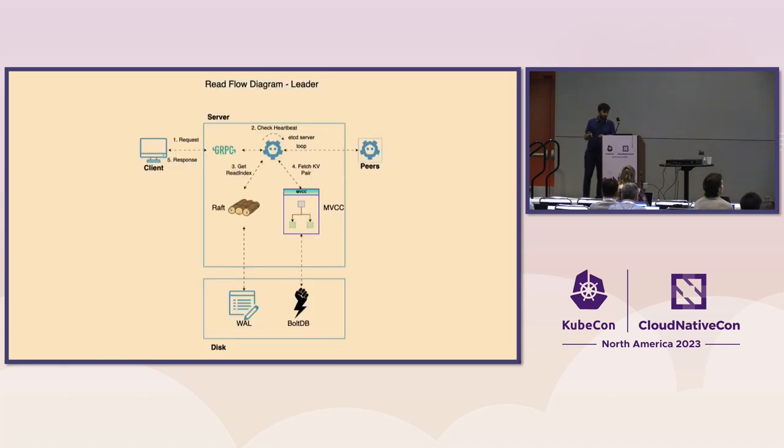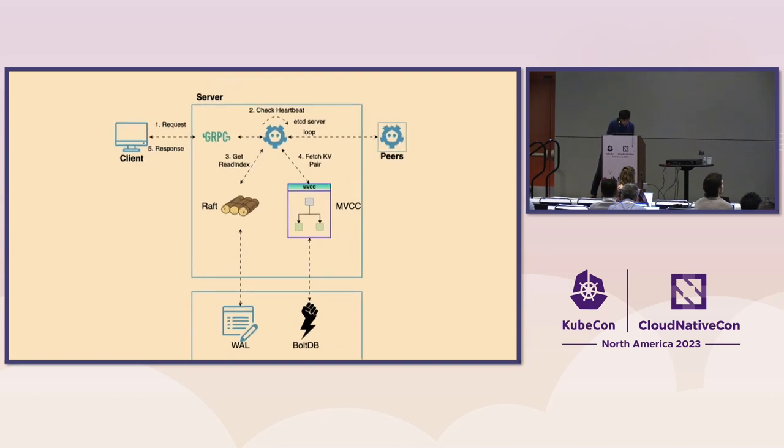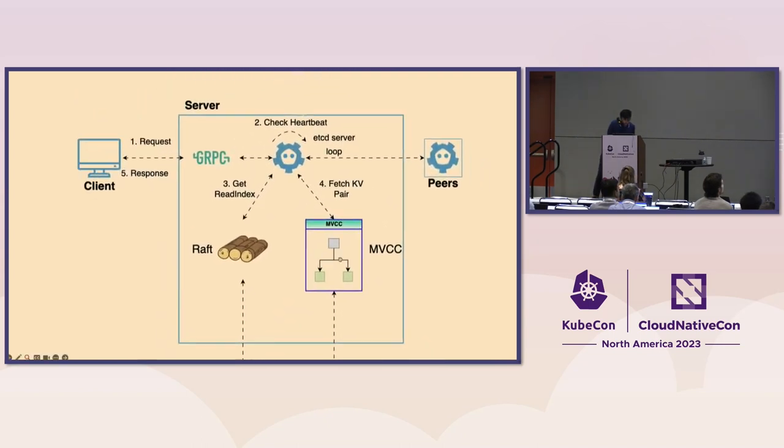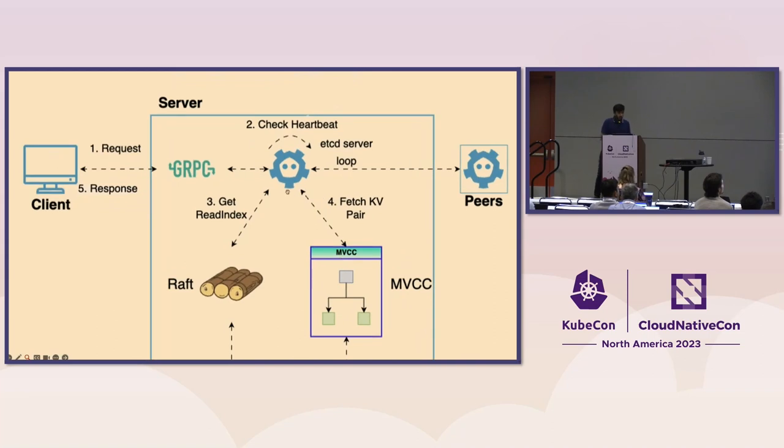So this is a read flow diagram. Let me just zoom in a little bit. Might be easier. Okay, let's walk through a request. You send a request, it hits the gRPC server first, which then gets forwarded to the etcd server loop. From there, in the third step, you get a read index. Now, what does that mean? A read index in general means that it'll talk to the leader and get the latest read revision, which means this is the latest version that the database was updated to when the request came in. And this is important for consistency, as we spoke about before.